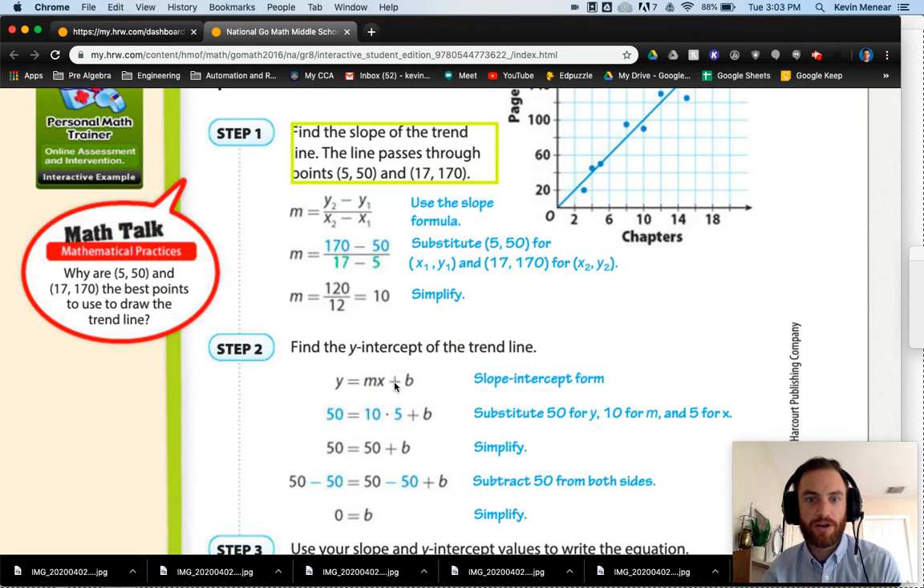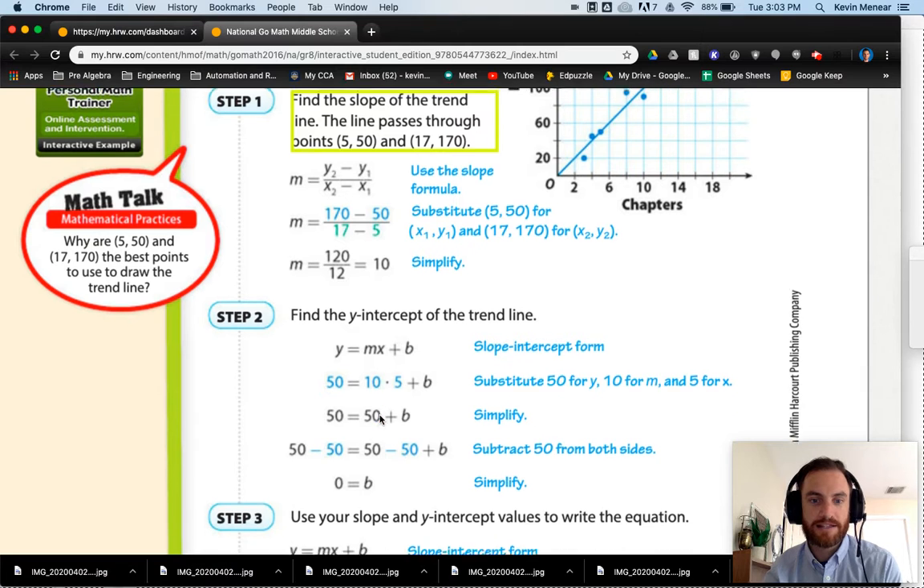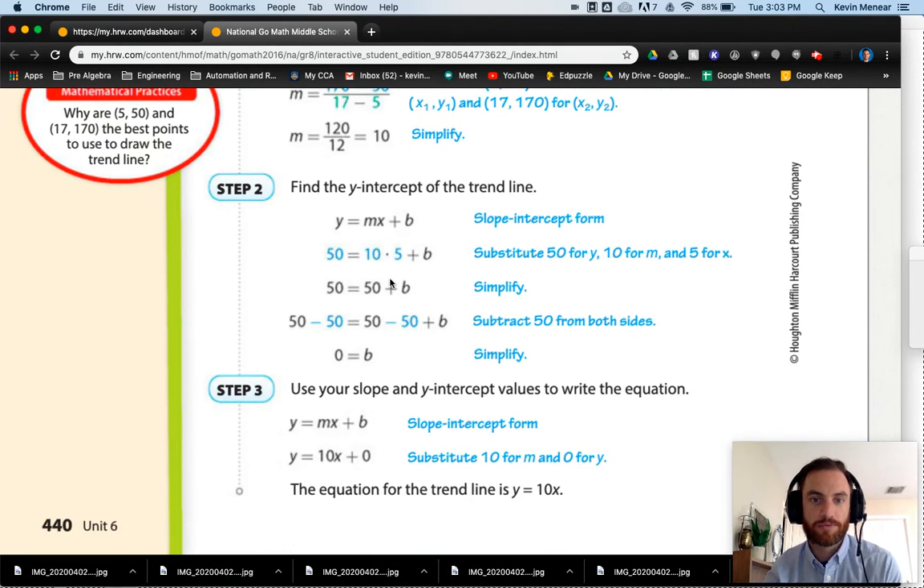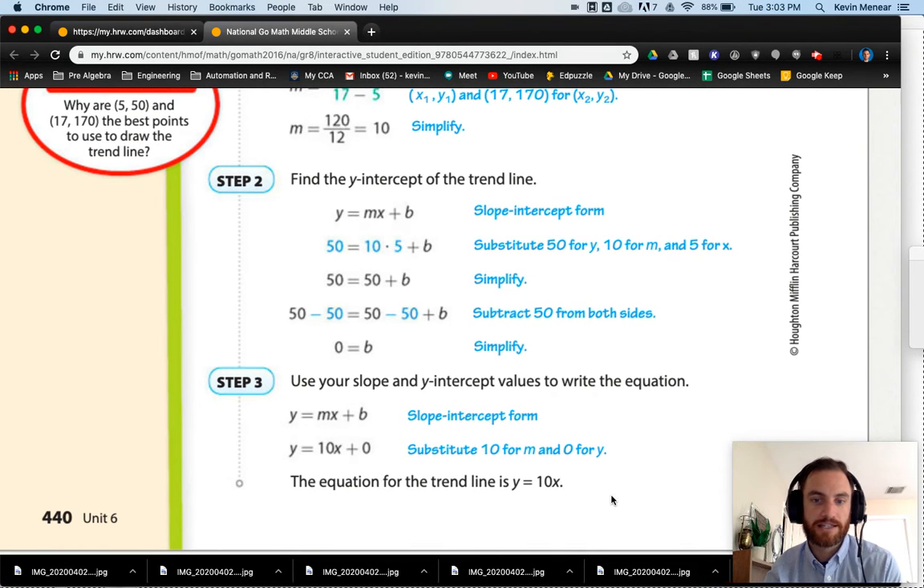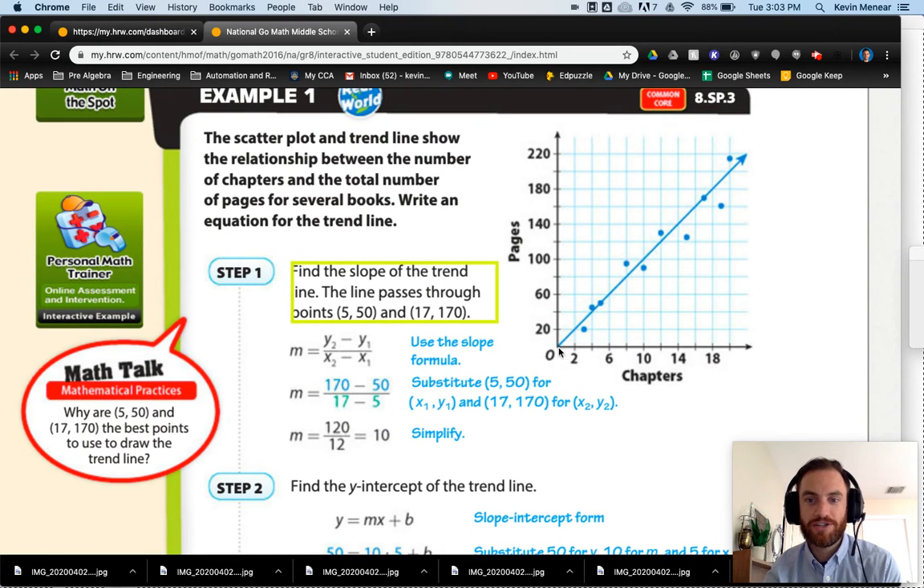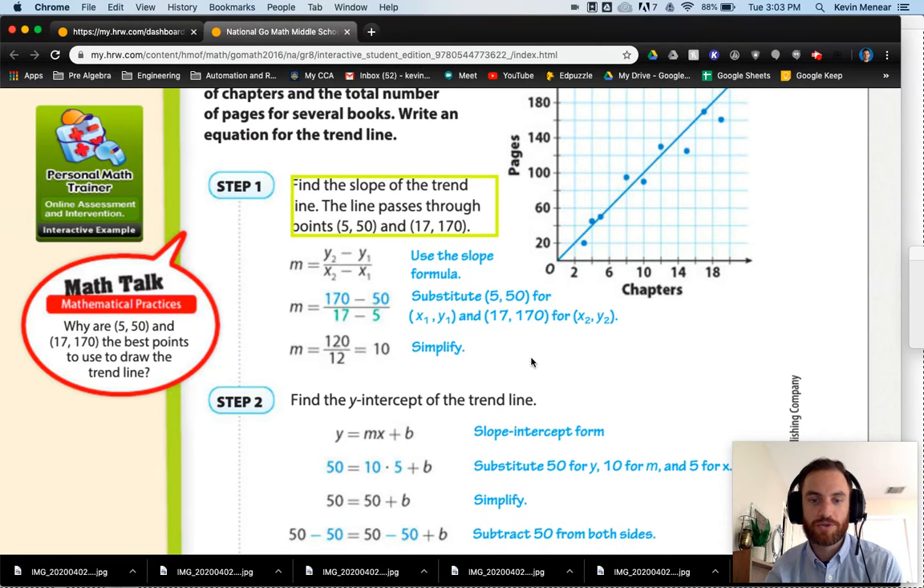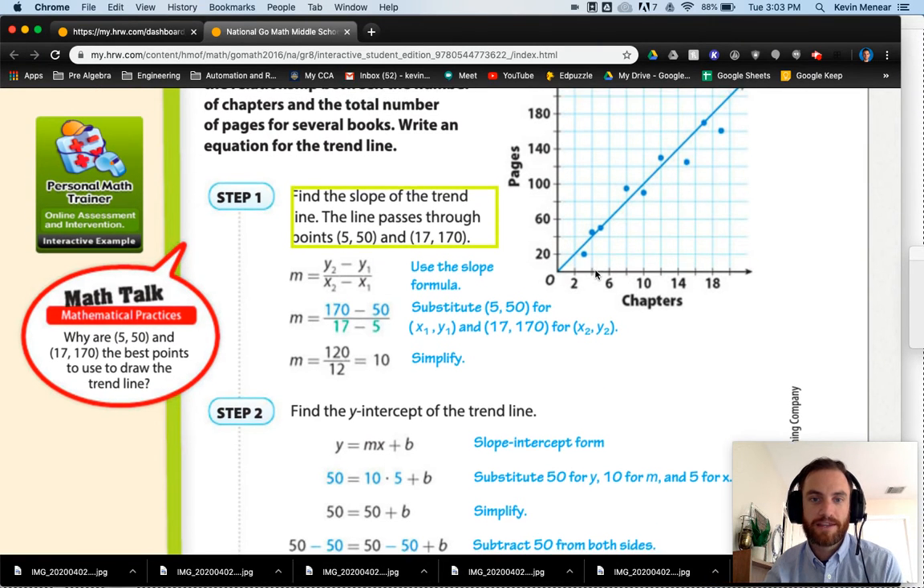Then once I've found the slope, all I have to do is plug in a point. So they plug in 10 for m, and then they use this point 550 and plug in 5 for x and 50 for y. Then they simplify, and they get 50 equals 50 plus b. Subtract 50 from both sides and they get b equals 0. Therefore, plugging in 10 for slope and 0 for b, you get y equals 10x. Now remember, you can just tell the y-intercept b is 0, so you don't even really have to solve for that in this one, because you could just see that b is 0 in this case. But you always want to be careful, generally speaking, when you're solving for the equations, just to be sure. But clearly, b is 0 there, and the slope is 10.